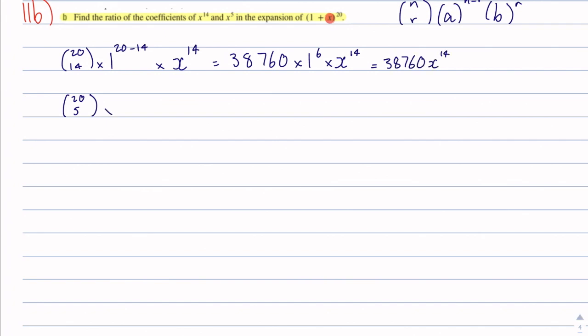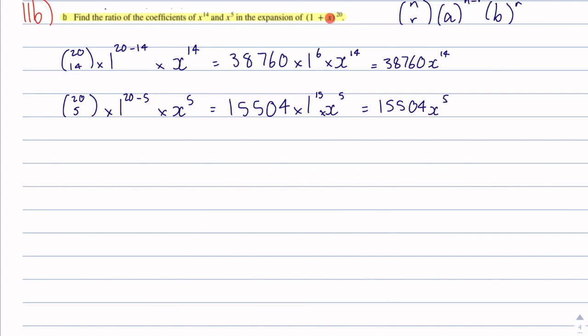This one, it'll be times 1 to the 20 take 5 times x to the 5, which gives us 20C5, which is 15,504, times 1 to the 15, x to the 5. So it's 15504 x to the 5.